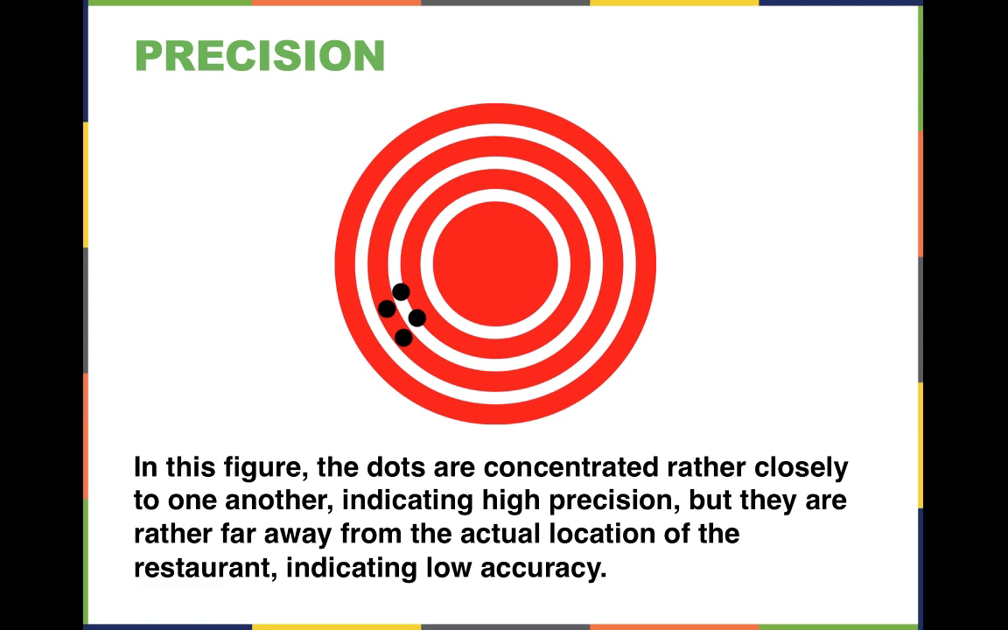So here's an example of a precise measurement that's inaccurate. You see here that the dots are concentrated very close to each other. So repeated measurements or repeated actions that are very close to each other. That is highly precise, or has a high precision. However, they're not very close to the bullseye, and so the accuracy is low.